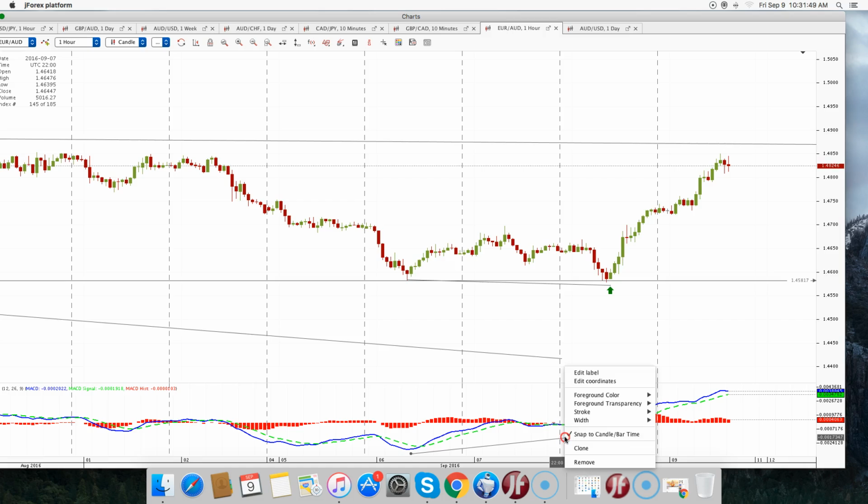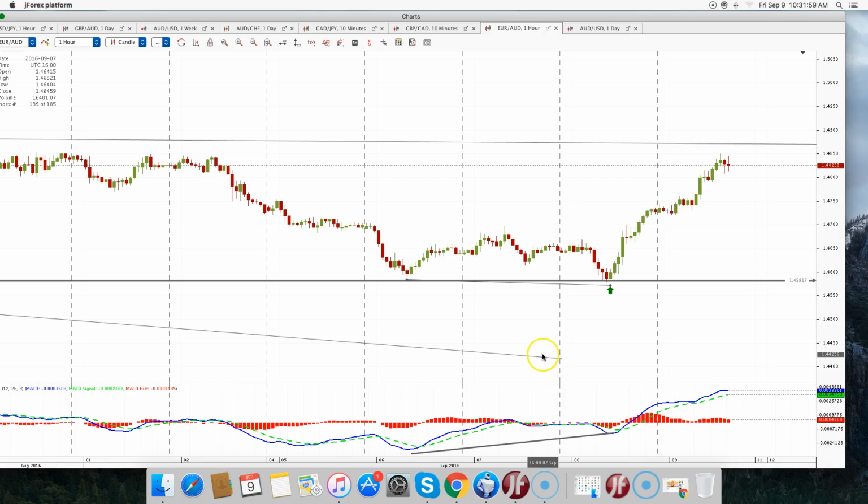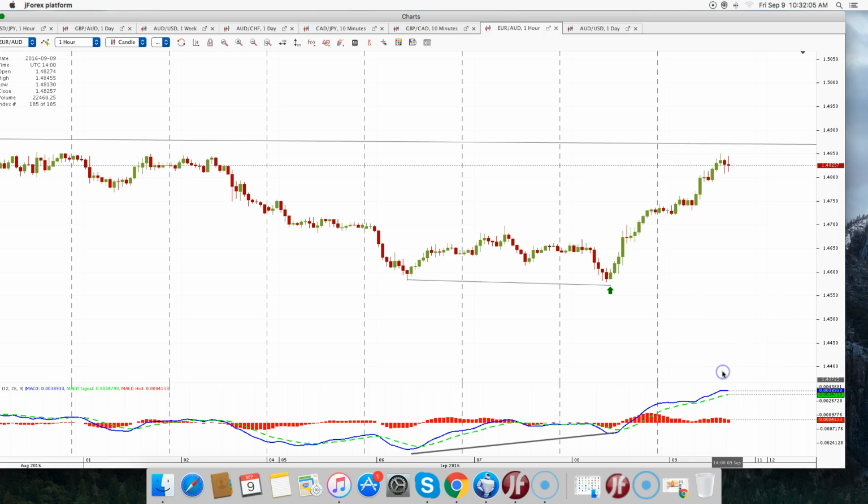So each time frame has its own story, has its own clues as to what's going to happen to a particular currency just by looking at each time frame and seeing if there's a trade to take. Also, this trend line breaks. These are high percentage trade setups.